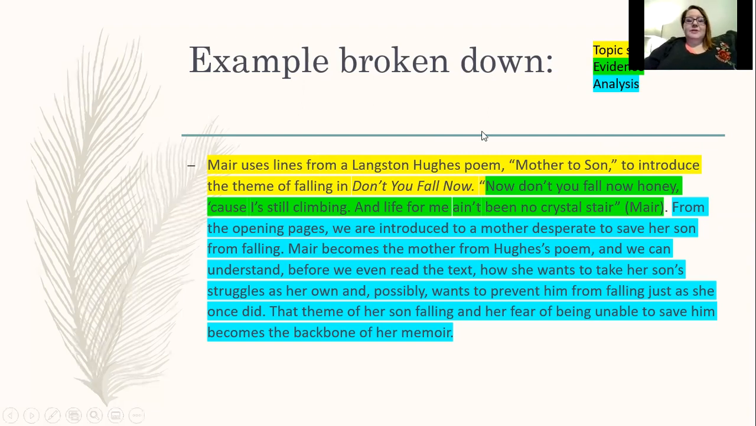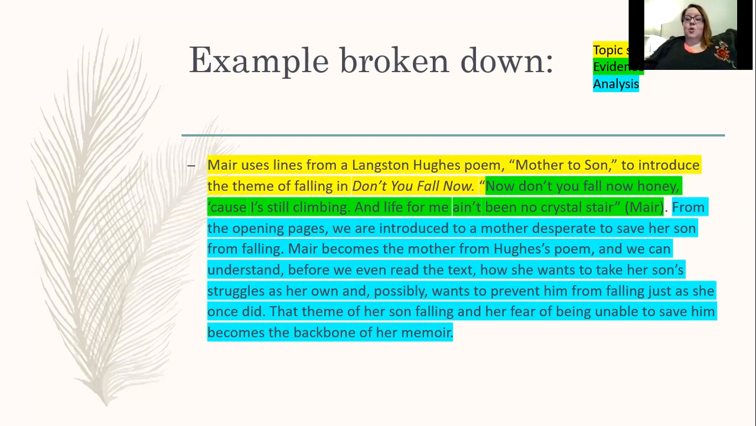So in yellow, you'll have the topic sentence. Meyer uses lines from a Langston Hughes poem, Mother to Son, to introduce the theme of falling in Don't You Fall Now. So that tells my reader that everything in this paragraph is going to have to do with how the poem is used to introduce the theme of falling. That means that I'm not going to talk about anything that doesn't relate to the poem or how the poem is used. I'm not going to talk about mental illness or anything like that here. I'm focusing just on the poem and just on how falling is used in the poem to set up the theme in the text.